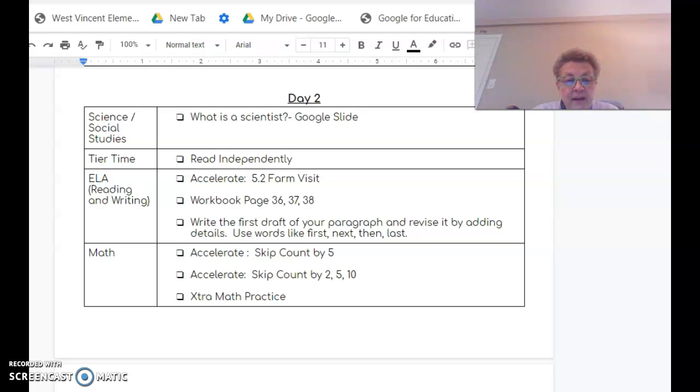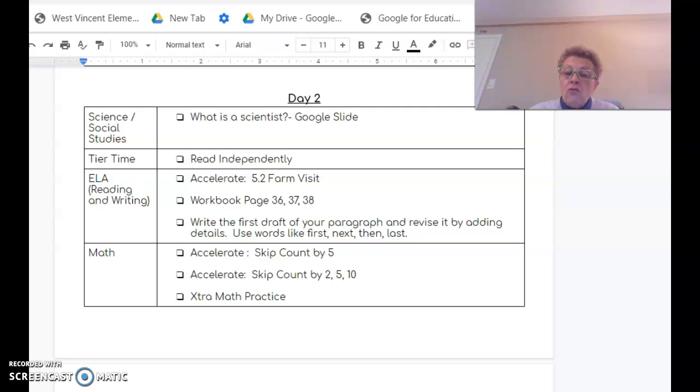What do you think a scientist is? What do you think a scientist does? And different types of scientists that you know. Then, of course, into your time, you are going to read independently. Remember, there are no spelling words this week. In Language Arts, you are completing Accelerate, Module 5, Lesson 5.2, Farm Visit. You are completing Workbook pages 36, 37, and 38.